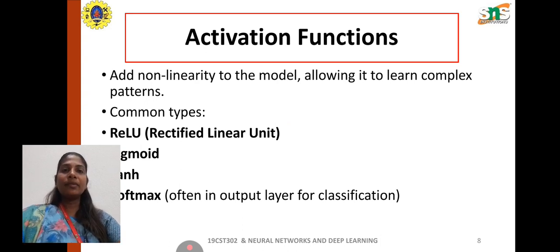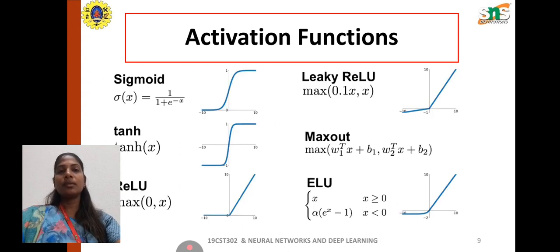The next one is the activation function. It adds nonlinearity to the model, allowing it to learn complex patterns. The common types are ReLU (rectified linear unit), sigmoid function, tanh function and softmax function. Softmax is often used in the output layer for classification. If you take the sigmoid function, sigma of x is equal to 1 by 1 plus e power minus x. In the graph, the curve is shown before the 0 value.